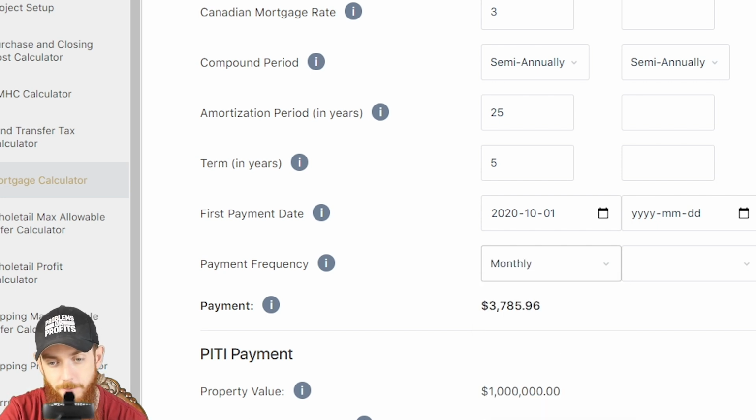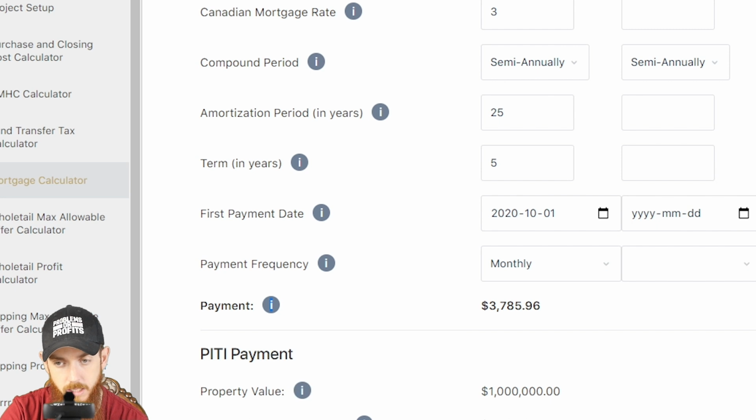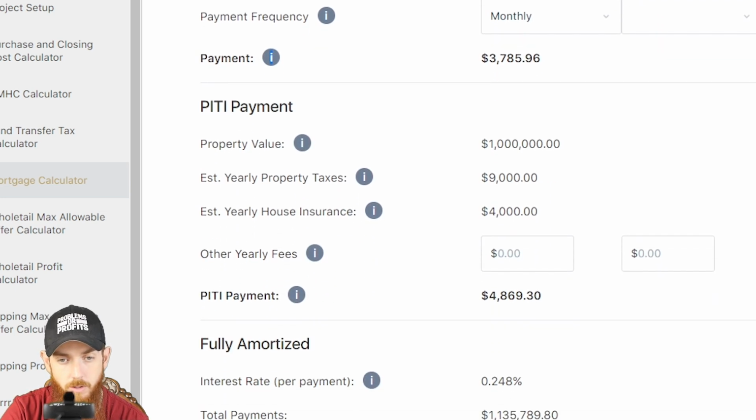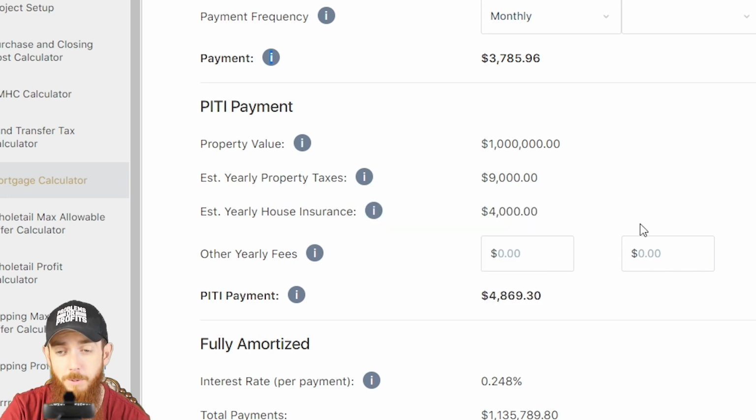I'm going to select monthly for this purpose. So now I'm going to have my payment. So essentially, again, if you weren't sure, this is the regular principal plus interest payment due each pay period. It does not include taxes or insurance. But this calculator does do a quick little initial estimate for you in case you wanted to estimate your property value and, based upon that, your property taxes. So again, this is really just for ballpark purposes.